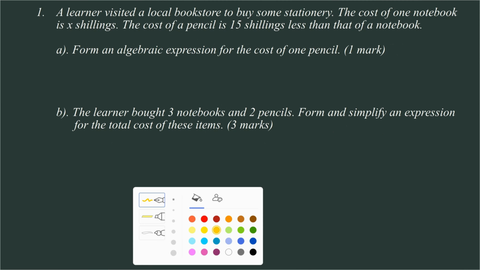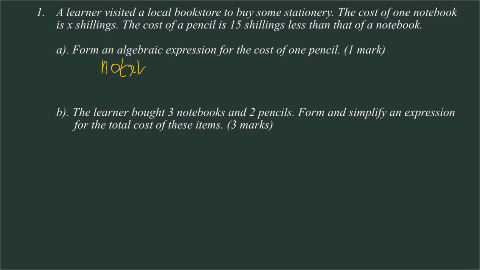Now let's start with the first one. A learner visited a local bookstore to buy some stationery. The cost of one notebook is X shillings. The cost of a pencil is 15 shillings less than that of a notebook, so it's X minus 15.